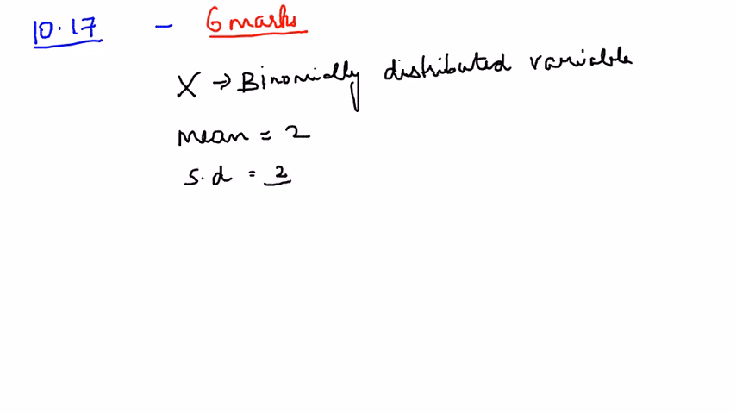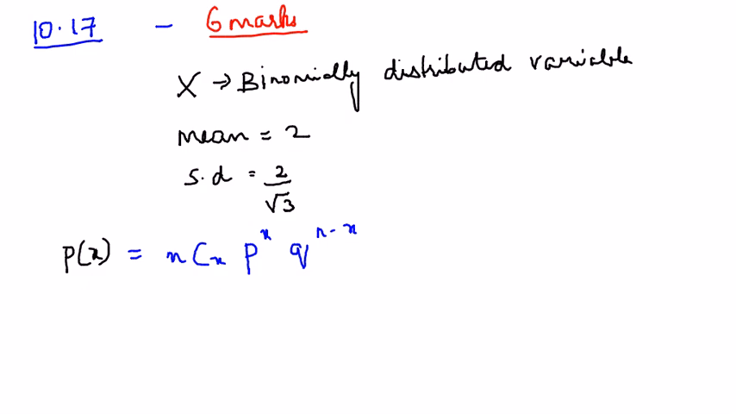by root 3. What are you supposed to find? You're supposed to find the corresponding probability function p of x. So let's start by writing down the formula for p of x. You know that it is nCx p power x q power n minus x.